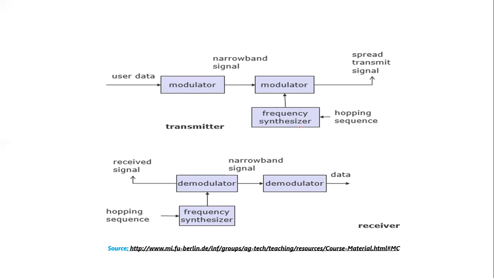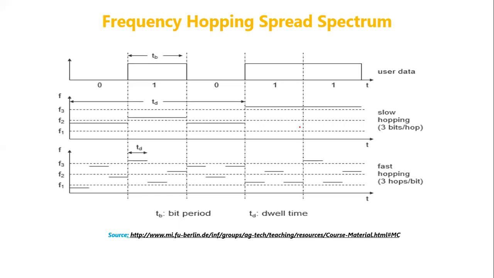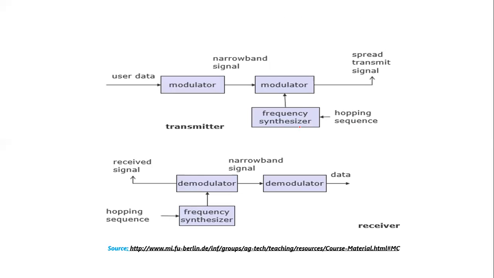As a result, we will be getting the hopping pattern, and what you get is a high frequency signal. So when you pass the hopping sequence through the frequency synthesizer, what you get is a high frequency carrier signal, and that high frequency carrier signal will be used to modulate the narrowband signal, and then it will be transmitted through the wireless media.